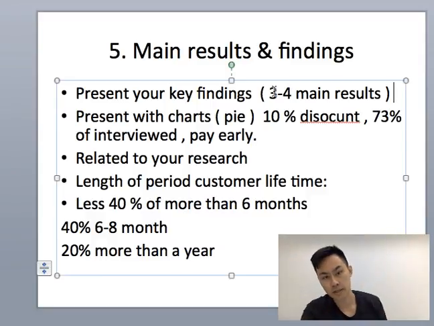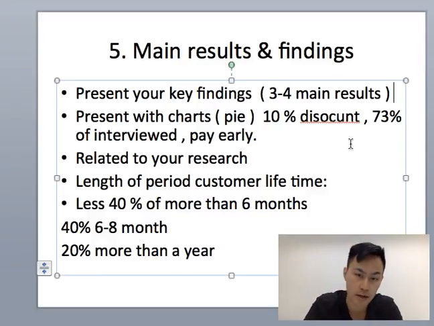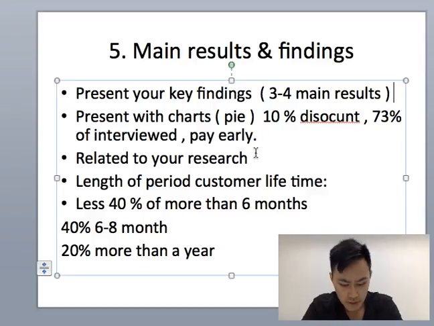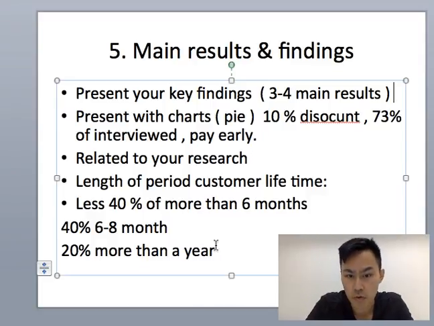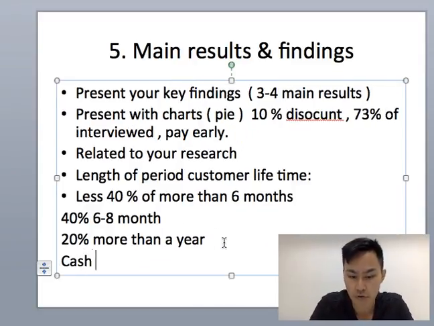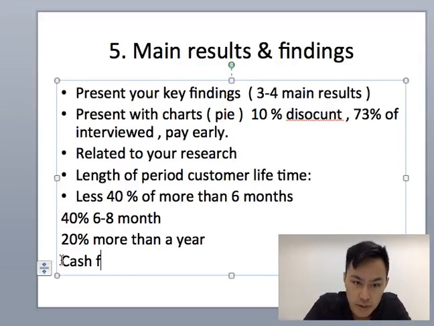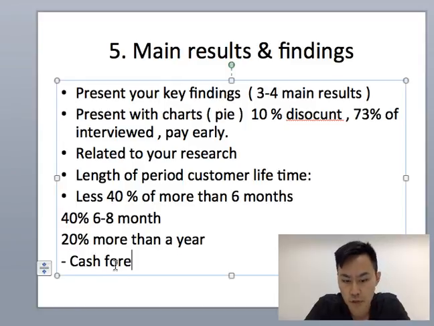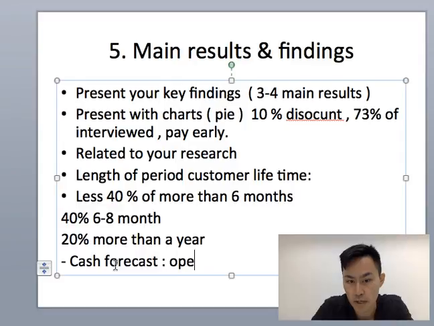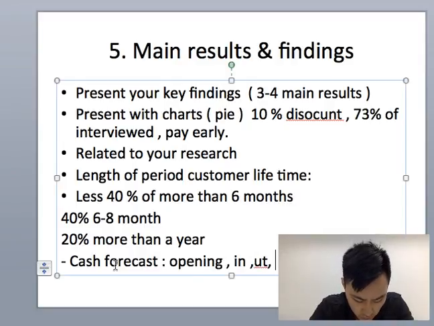Discuss about it, that means you have to discuss what happened in the pie chart. And of course you can mention the cash flow forecast results. So if you're doing my topic, the finance topic, cash flow forecast, what you do is that obviously you need to have the opening balance, the cash inflow, outflow, and also the closing balance as well, right?